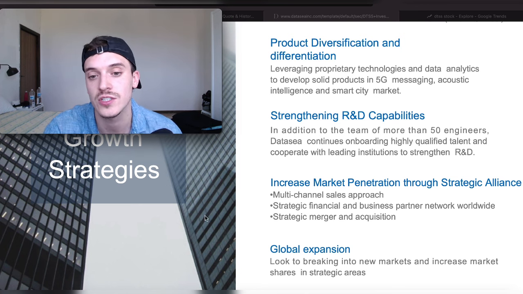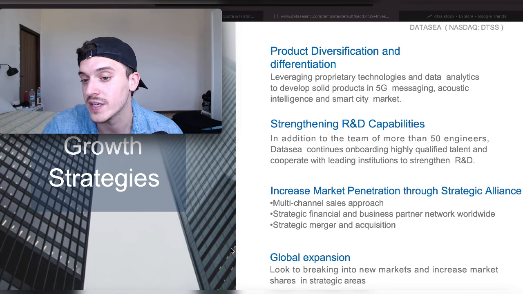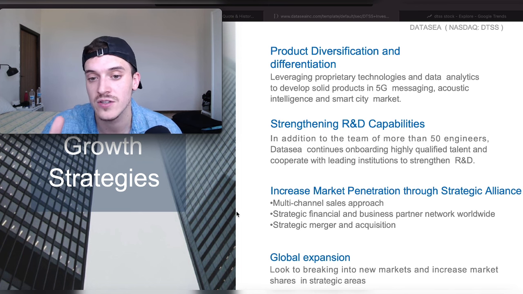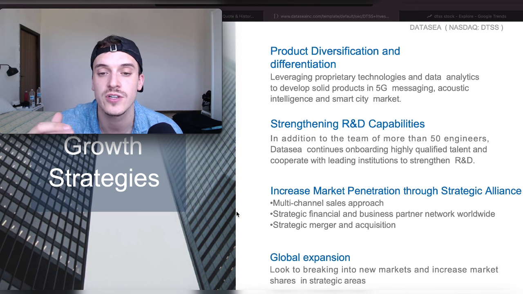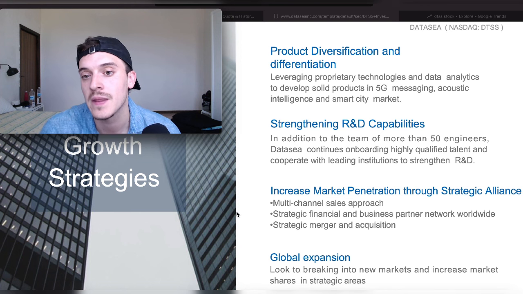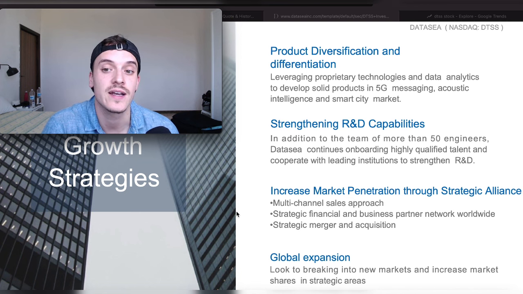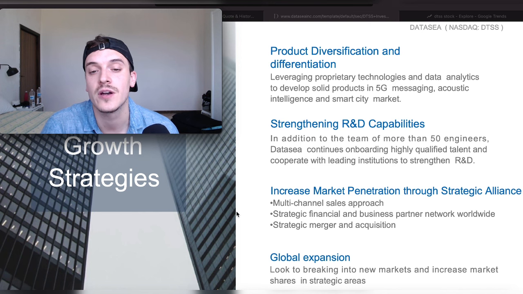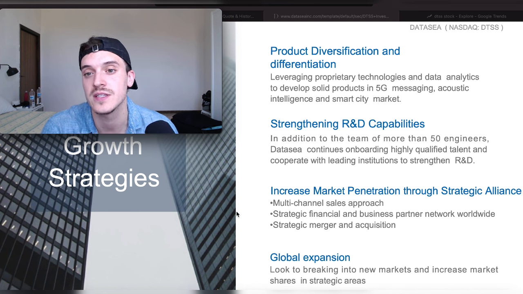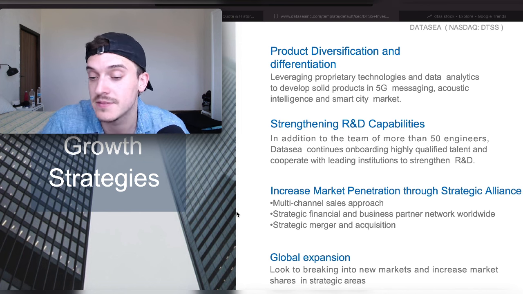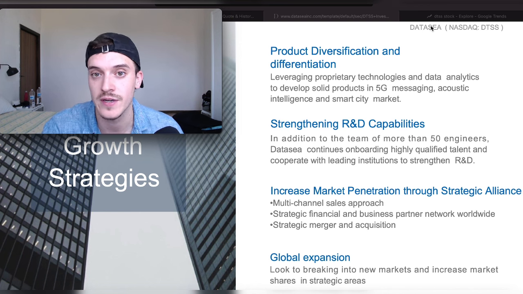So here, once again, their growth strategies. You can see with the global expansion, they're looking to break into new markets and increase market share in strategic areas. They have the multi-channel approach, strategic partner network, strategic merger and acquisition, very smart, and strengthening R&D. They have a team of more than 50 engineers, and they plan on growing that, continuing to onboard highly qualified talent and cooperate with leading R&D institutions. So they keep on growing the team, and also their product diversification and differentiation. They have their technologies, and they want to keep on improving. You can see their messaging, acoustic and smart city market, so they want to keep on expanding there, which is also very, very great.